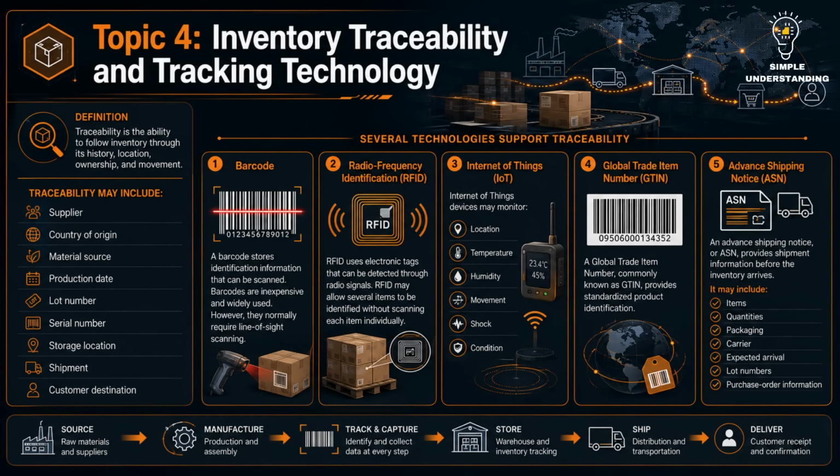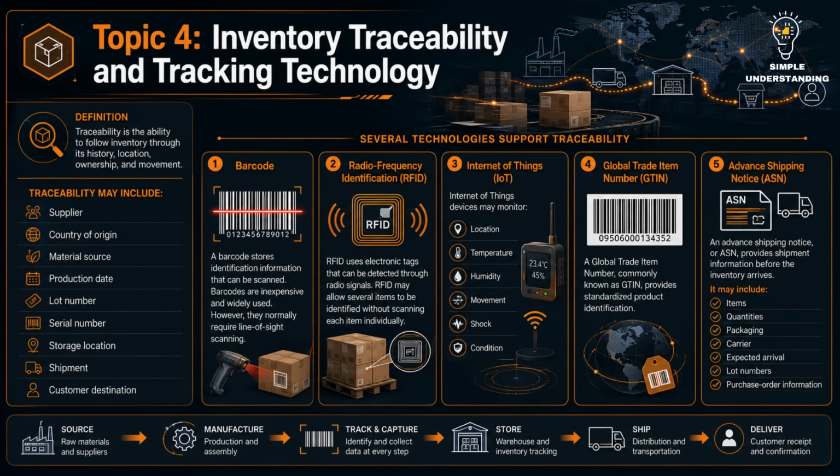Topic 4: Inventory traceability and tracking technology. Traceability is the ability to follow inventory through its history, location, ownership, and movement. Traceability may include supplier, country of origin, material source, production date, lot number, serial number, storage location, shipment, and customer destination.